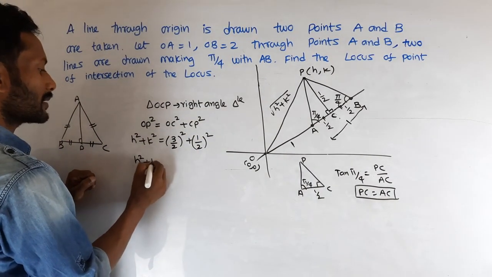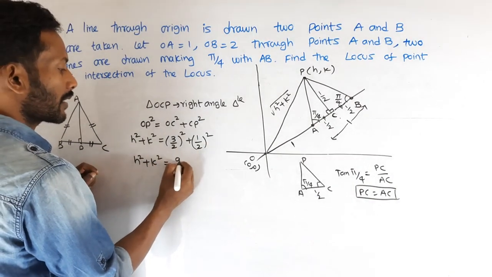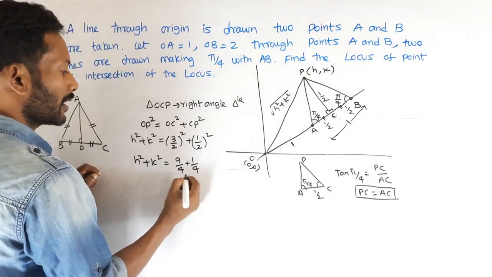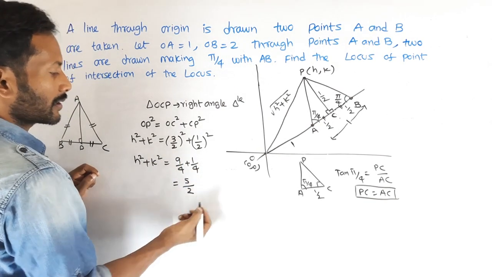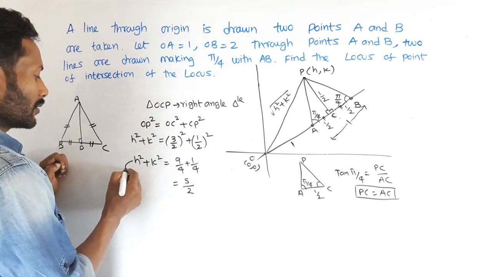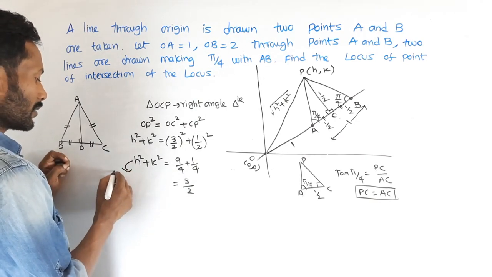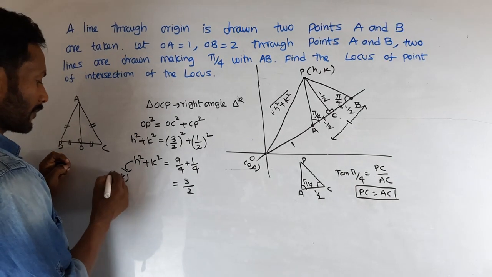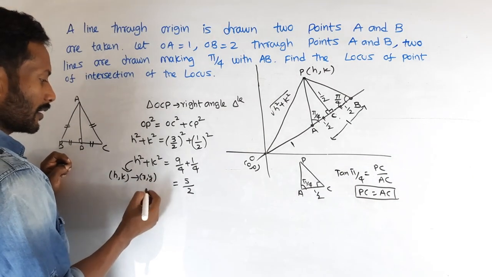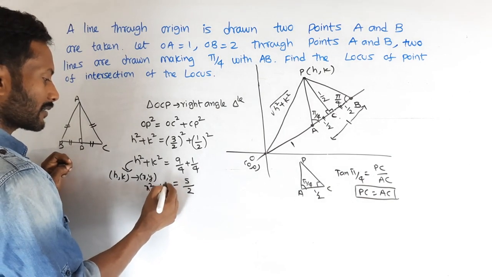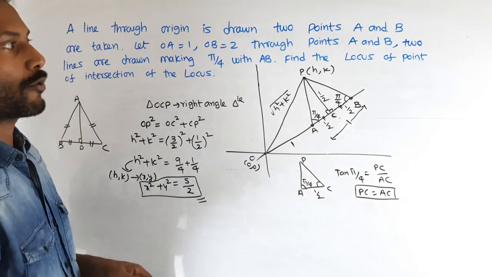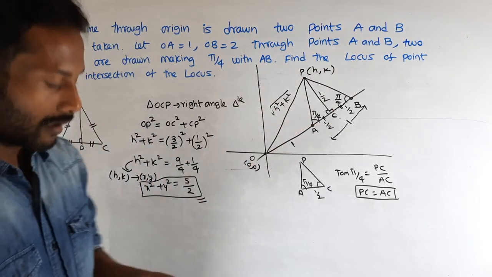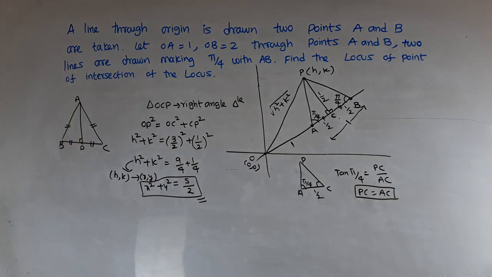So PC square is 1 by 4, 1 by 2 whole square. Now H square plus K square equals 9 by 4 plus 1 by 4. This will be 10 by 4, which means 5 by 2. So replace H, K by x, y. Now x square plus y square equals 5 by 2. This is the locus of the point of intersection of these two lines. I hope this is clear.